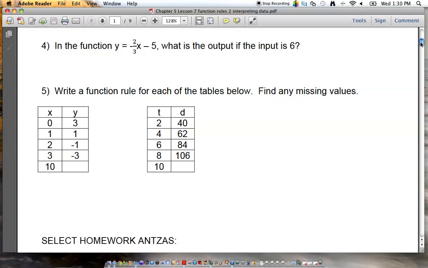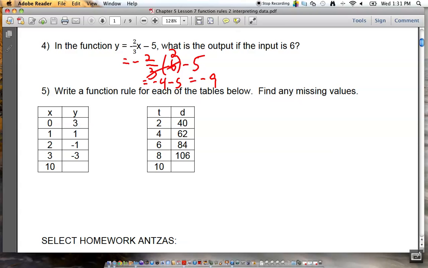In the function y equals negative 2/3 x minus 5, what's the output if the input is 6? This is just like what we did a minute ago, Christian, except instead of saying f of x equals, it's saying y equals. So the input is 6. So negative 2/3 times 6. 3 goes into 6 twice. Negative 2 times 2 is negative 4 minus 5. And that is negative 9. Okay? All right.